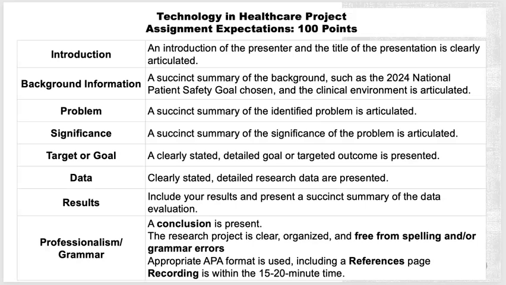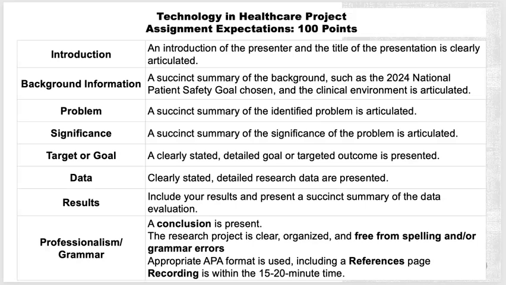And then the data is clearly stated, so look at your data section, your results section, and you want to include a conclusion. So have a conclusion slide stating an overall summary of your project and a conclusion. Professionalism and grammar: you want to make sure it's clear, organized, and free from spelling and grammar errors. So use your editor, use your spell check, your Grammarly, whatever you use, to make sure that you shouldn't really at this point have any spelling or grammar errors. And then the APA formatting should be corrected by now.